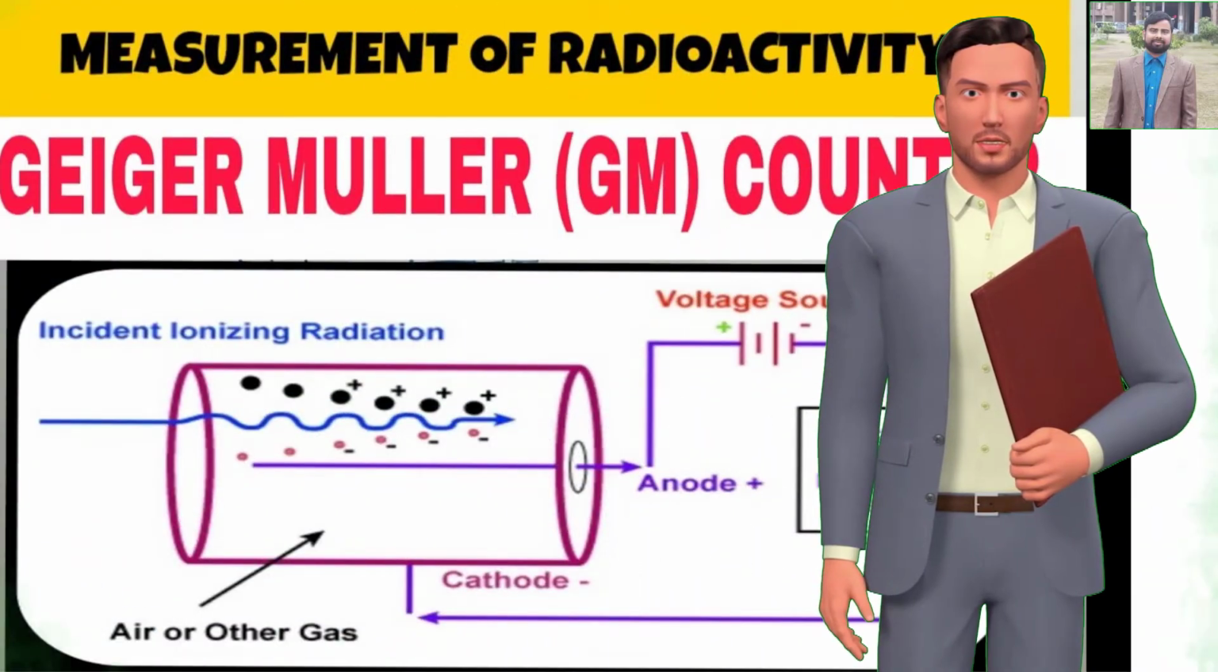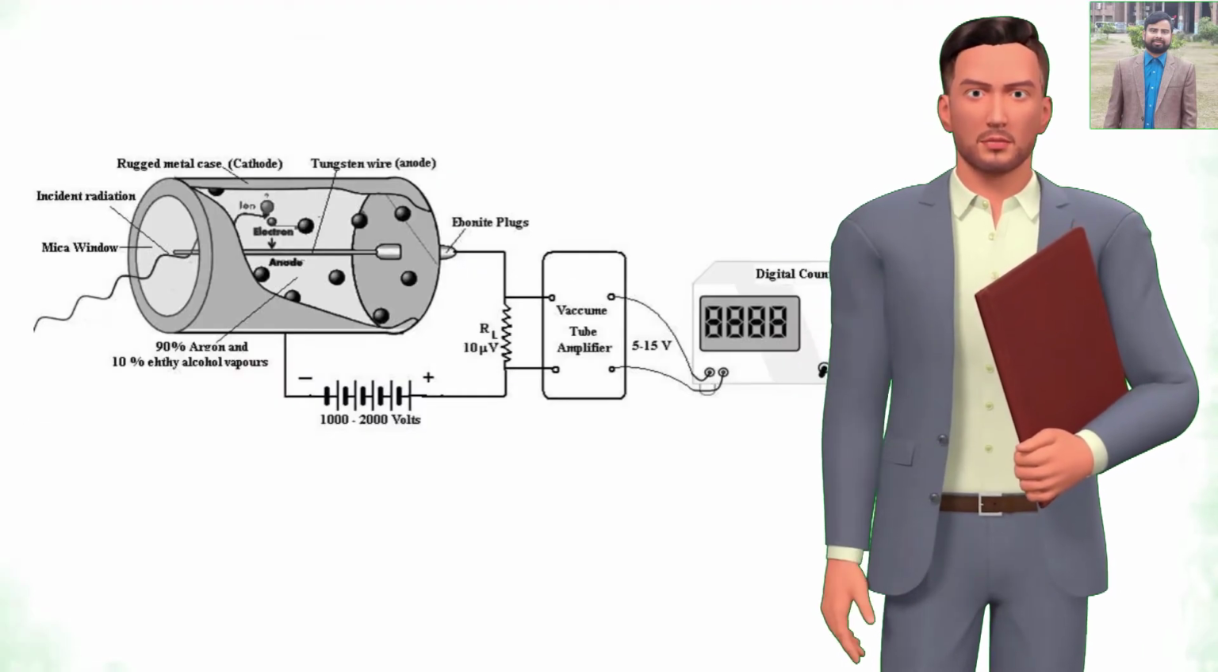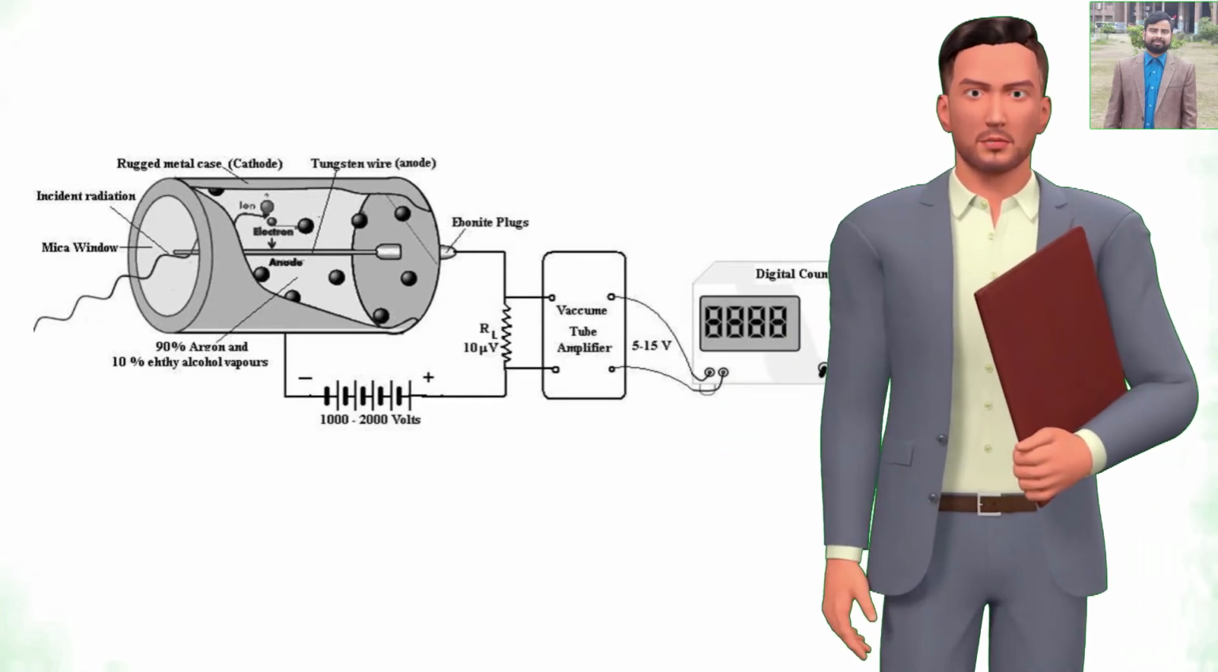Construction of Geiger-Muller counter. It consists of a hollow metal case enclosed in a thin glass tube. This hollow metal case acts as a cathode. A fine tungsten wire is stretched along the axis of the tube and is insulated by ebonite plugs. This fine tungsten wire acts as anode.